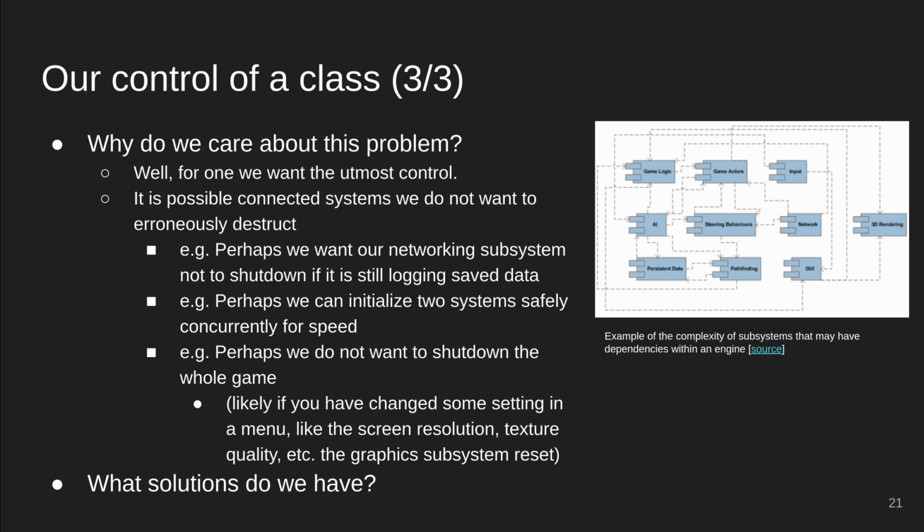Okay. And then there might be optimization opportunities as well. We could initialize two systems safely, concurrently, right? When a player of a game wants to start the game up, we want it to load as fast as possible. So can we do things concurrently? Okay. And again, you might not want to shut down the whole game. If you change a setting in the game, like the resolution or the quality, you might not necessarily want the whole entire application to have to shut down, right? If you're only changing something that has to do with the visuals of the game, okay?